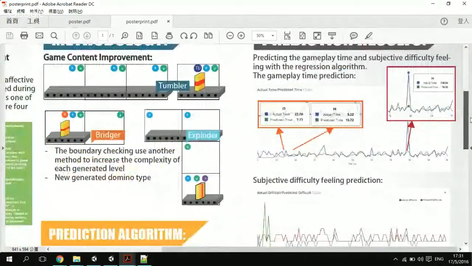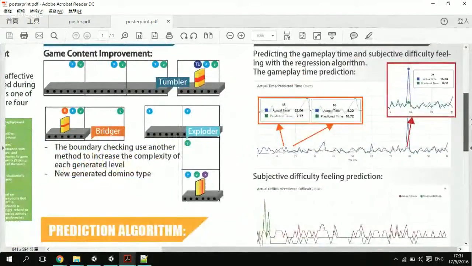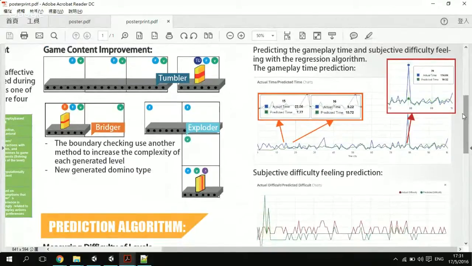So before implementing the regression into the game, we have done some experiments. We have tried both the subjective PEM as well as the gameplay-based PEM. For the gameplay-based PEM, we have adopted the PEM by using the completion time as the dependent variable. So we have tried to use a regression algorithm to predict the completion time of each level, and this is the result of one set of the data.